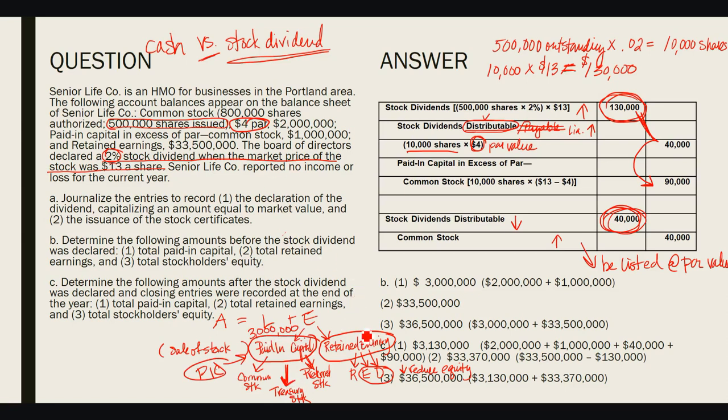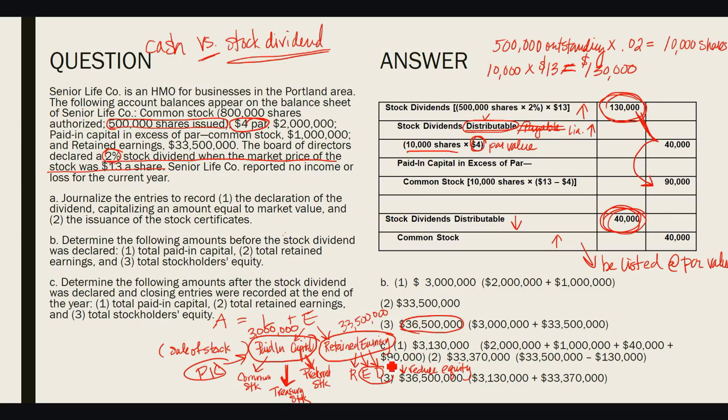What is our retained earnings before the stock dividend? Well, they tell us it was $33,500,000. All right. So my total stockholders' equity is the addition of those two, right? Paid-in capital plus retained earnings, so that's $36,500,000, and that's what we see here. So what happens to those same values after I issued the stock dividend?